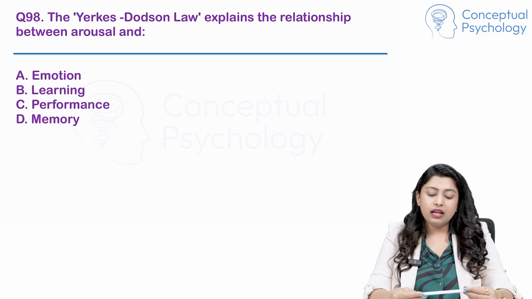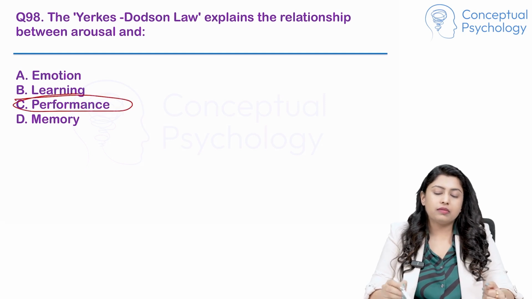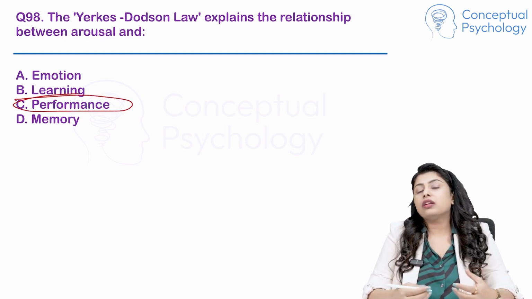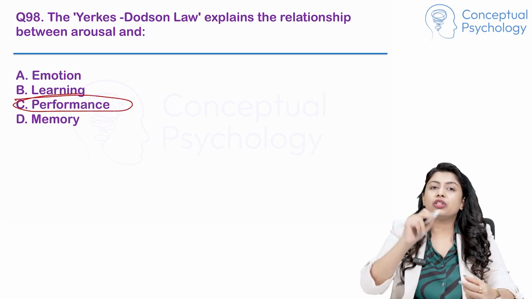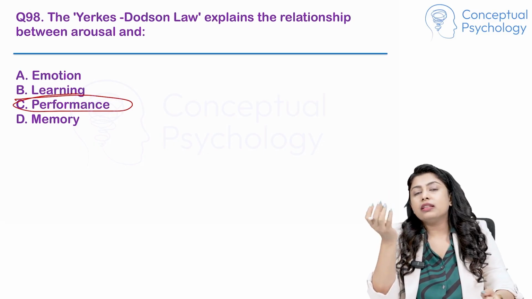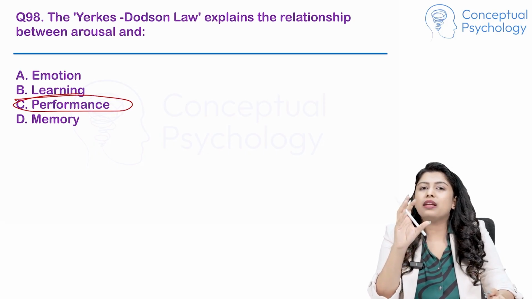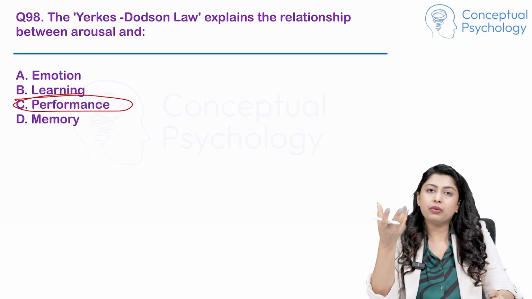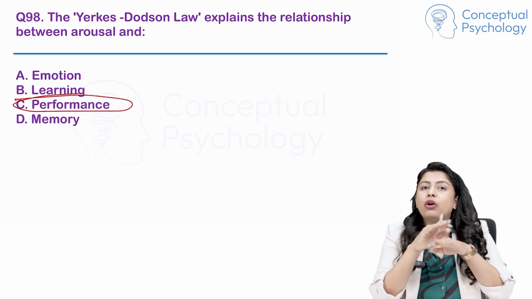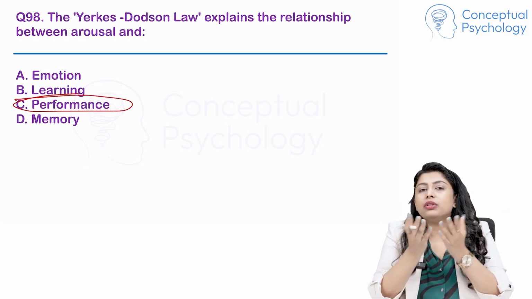Now, the Yerkes-Dodson law explains the relationship between arousal and emotion, learning, performance, or memory. The correct answer is performance. The Yerkes-Dodson law describes an inverted U-shaped relationship between arousal and performance. Optimal performance occurs at moderate levels of arousal, with both low and high arousal levels leading to decreased performance.